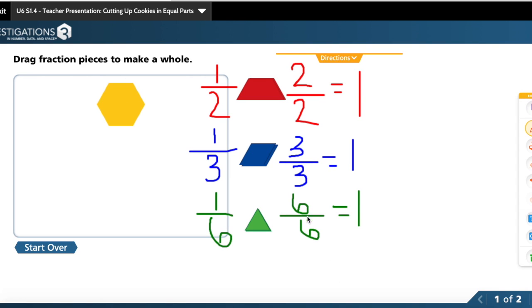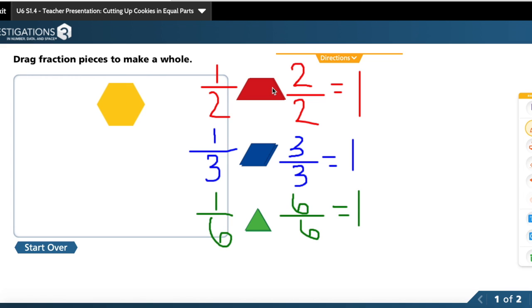If we were to think of these as parts of a cookie, because my hexagon is my whole cookie, we can say that the red piece represents 1 out of 2 equal pieces of a hexagon cookie, so it would be 1/2. My blue piece would be 1/3 of the cookie, and my green triangle piece would be 1/6 of a cookie. So if each of these is 1 part of this cookie.